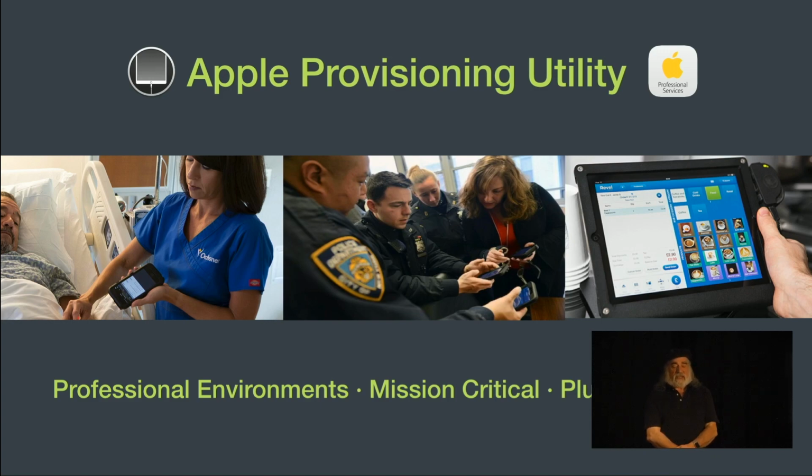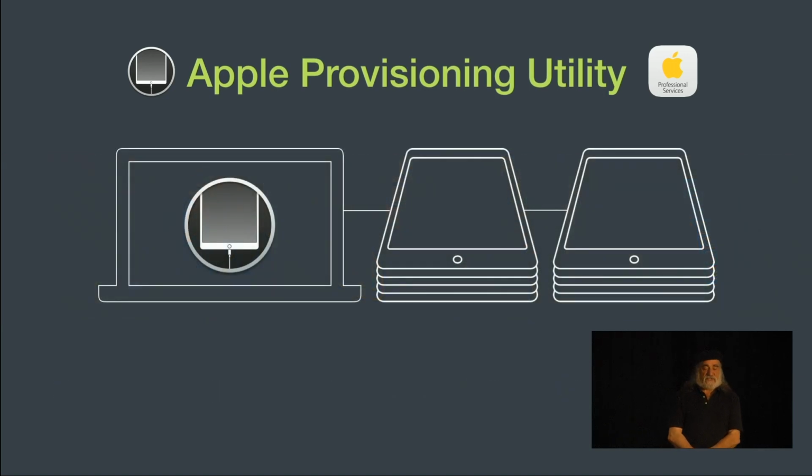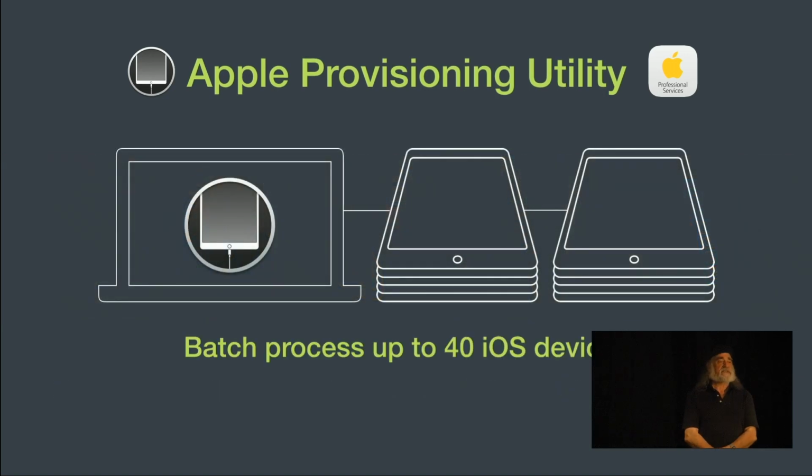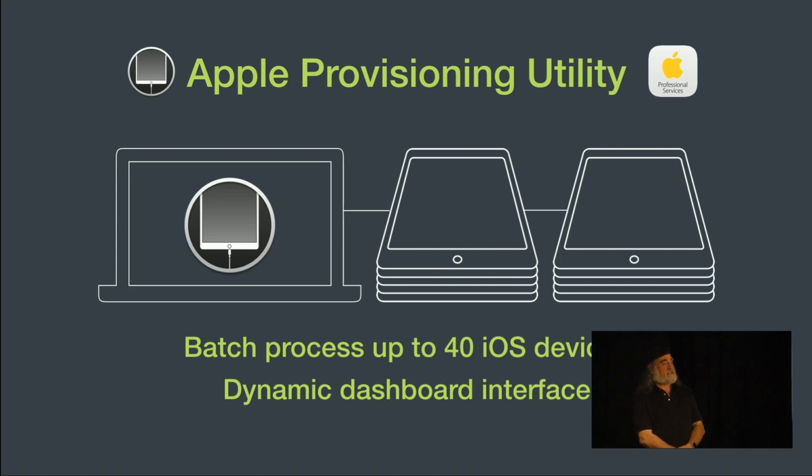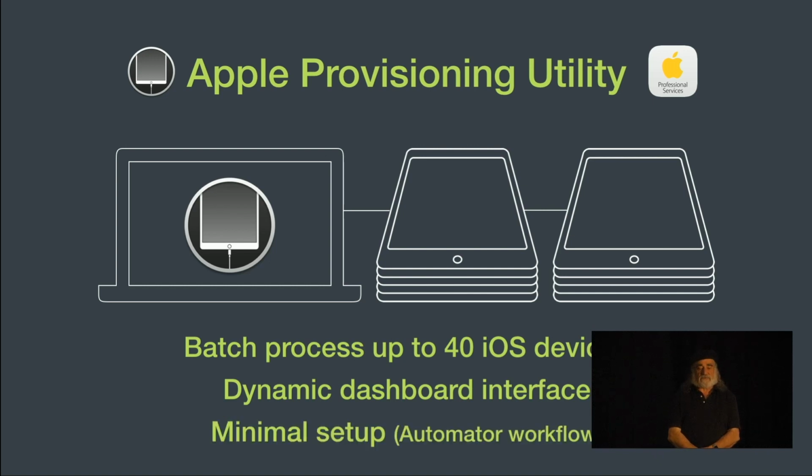And the plug-in process is really a powerful tool. The Apple Provisioning Utility can batch process up to 40 devices off of one computer. So you can have one Mac Mini sitting there and have a cart with 40 devices, and it will handle them all. It has a dynamic dashboard interface, so you can see the status of any device at any time. You can see what's running and what's processing. And it requires minimal setup. You just create an Automator workflow.